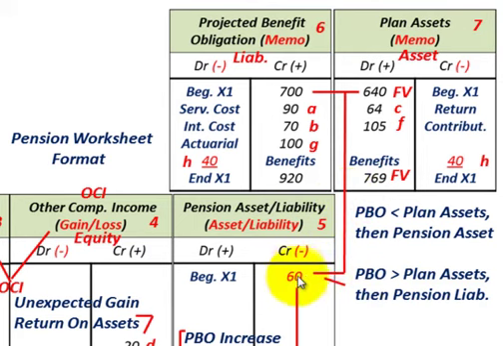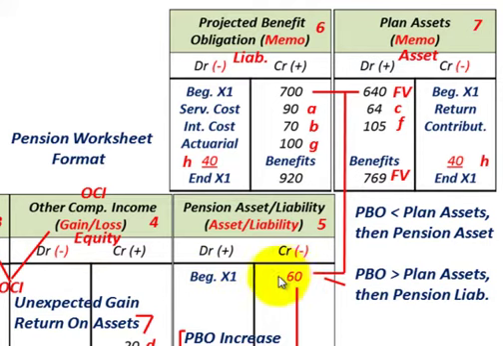When you're making that comparison, you have to look at your guidelines. In this case, the projected benefit obligation is greater than our plan assets, so you're going to have a pension liability. You would credit, or increase, your pension asset and liability account by $60,000. That's simply because the projected benefit obligation is sitting at $700,000, and our pension plan assets are only $640,000. So there's where we get our pension asset and liability.